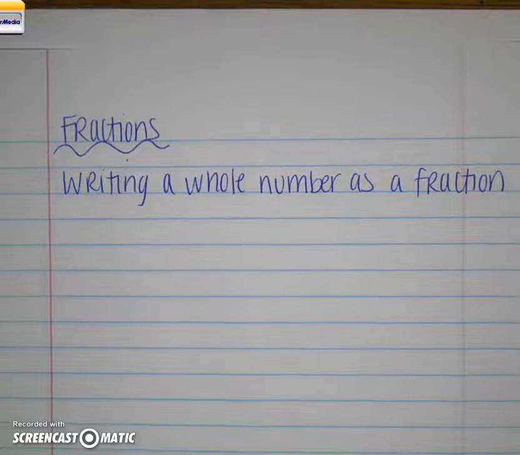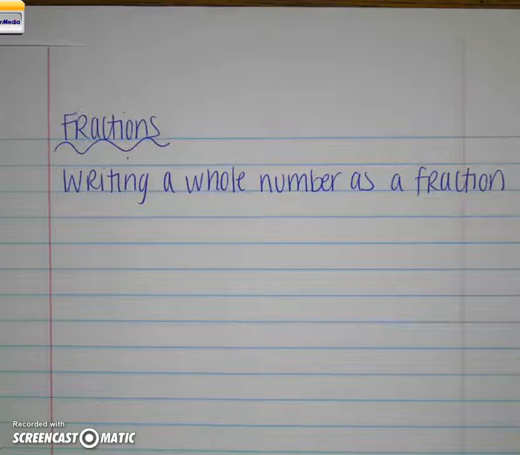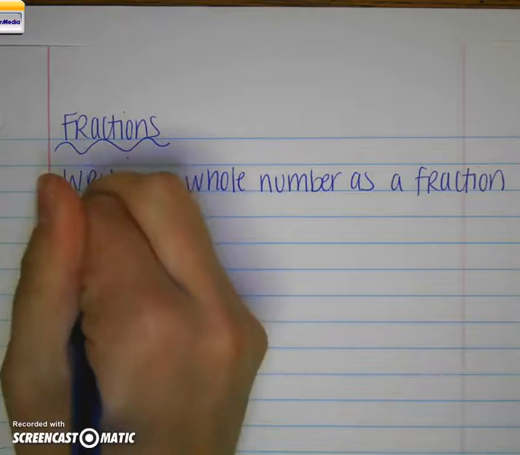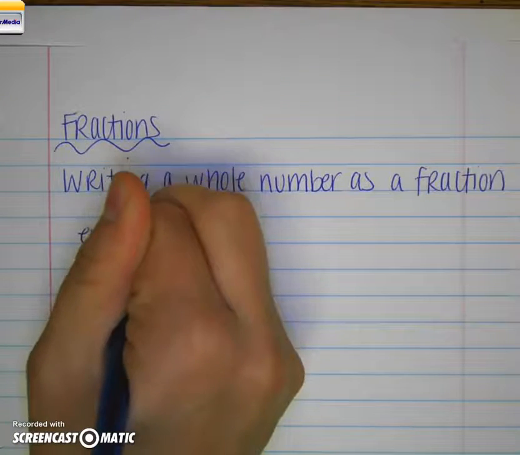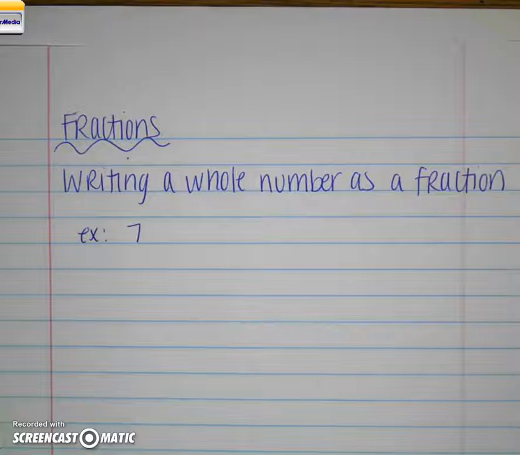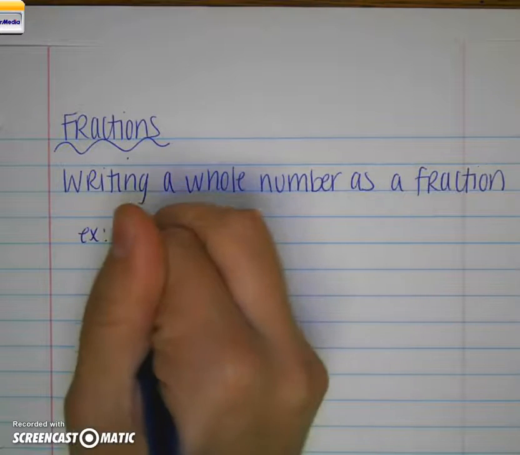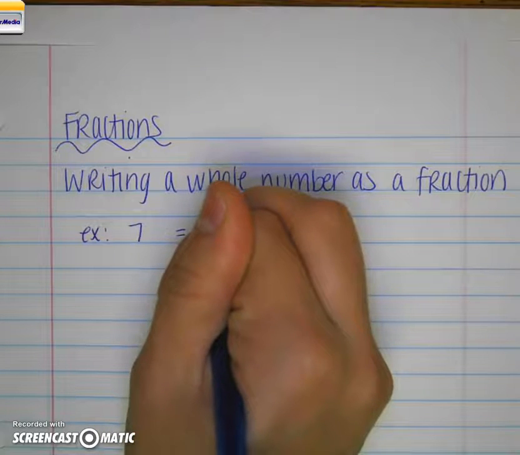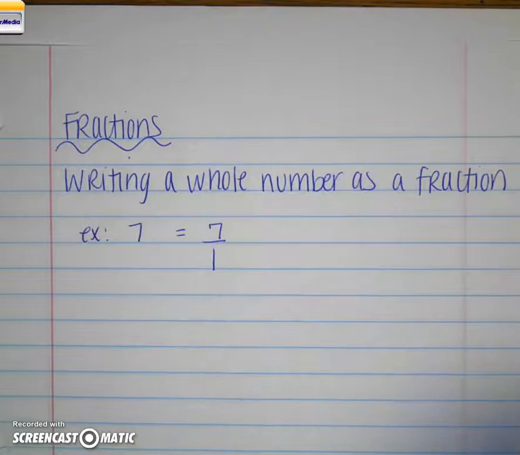Okay, so if I were to give you a whole number, it doesn't matter whatever the whole number is, it can be something small. For example, let's say we have 7. I want to write the number 7 as a fraction. Any whole number can be written as a fraction by putting the number you see in the numerator spot and then the number 1 in the denominator spot. So if I were to take the number 7 and write it as a fraction, it would be 7 over 1. So you keep the number that you see in the numerator spot, and then you're going to write your denominator as 1. The denominator will always be 1.